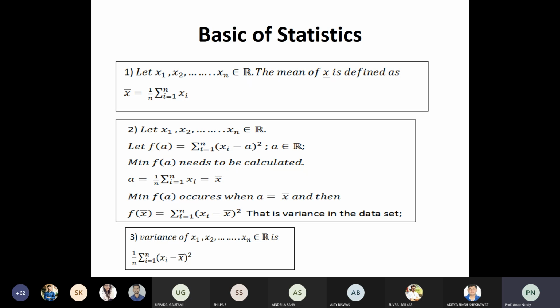You may ask me, sir, why don't we take the modulus? If you take the modulus also, you get only the absolute value, I mean the negative will be removed. Instead of taking (xi minus a) whole square, you could have taken the modulus of xi minus a, but you need to follow the same procedure again to optimize it. But the modulus is not differentiable at every point, unlike when you take the square.